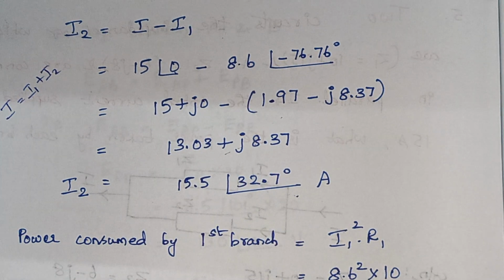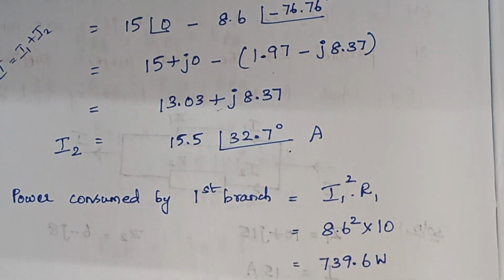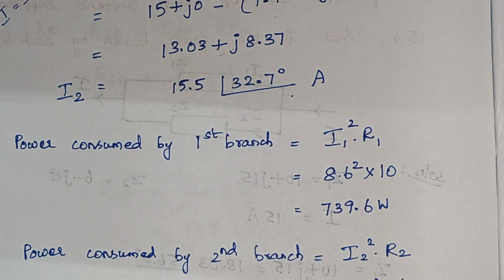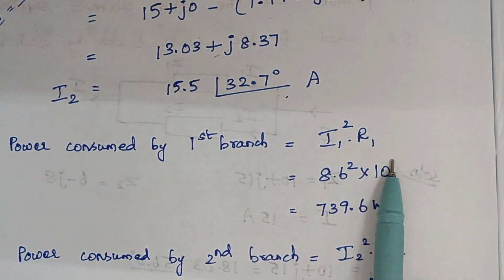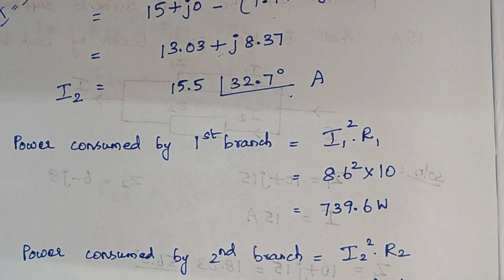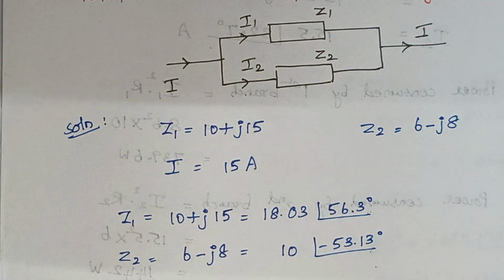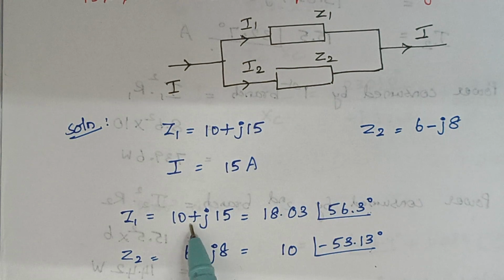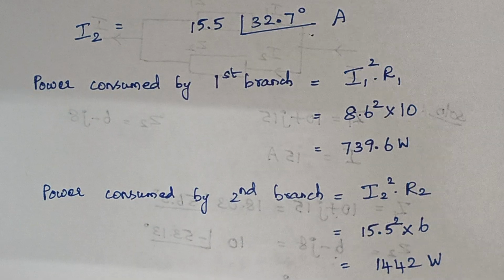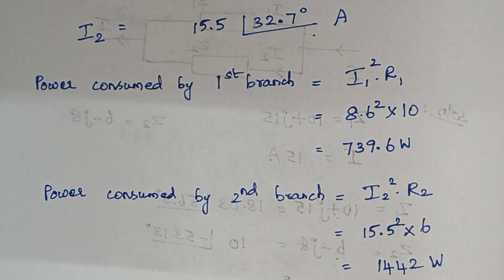So power consumed by the first branch is given by the formula: power is I square R. So here it is I1 square R1. We know the value of I1, and what is the value of R1? It is given in the problem. You see, this is your value of R1 and this is your value of R2. R1 is 10 and R2 is 6. So just substitute it here.